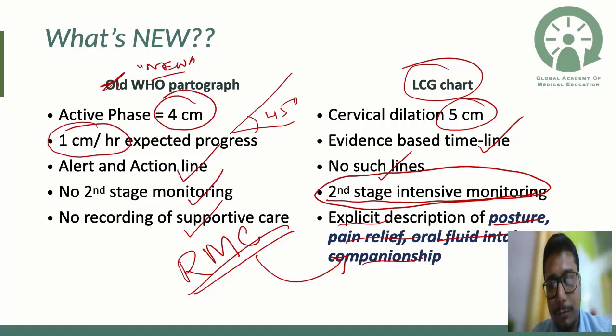It was always 1 centimeter expected progress, 45 degree angle of action. Now there is a more evidence based and more individualized timeline. There was alert and action line. Now no such 45-degree restrained angles, like everybody should progress at a certain rate, that is removed. There was no provision of monitoring second stage in the WHO partograph that we used to use. Now there is a scope of second stage intensive monitoring, including whether she has an attender, whether she needs pain relief, whether she needs to drink more water and all.